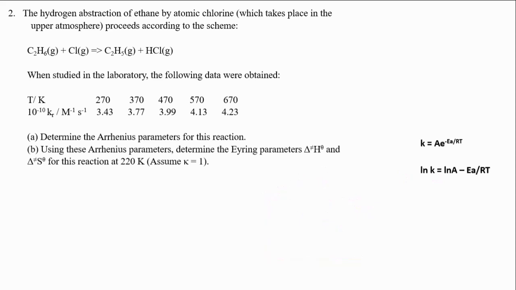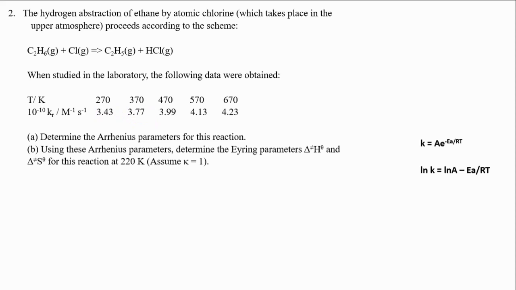Now, when you're doing your plot, ensure you examine the table properly. Look at this. All of these values are 10 to the minus 10. So, for example, this first value, 3.43, is really 3.43 times 10 to the minus 10. This second value, 3.77, is really 3.77 times 10 to the minus 10. The third value, and the fourth, and the fifth, so on and so forth. So make sure you examine your table so that you use the correct values.